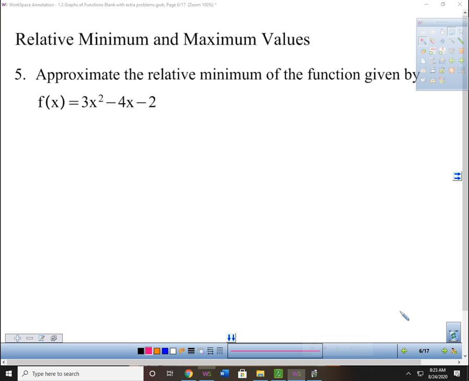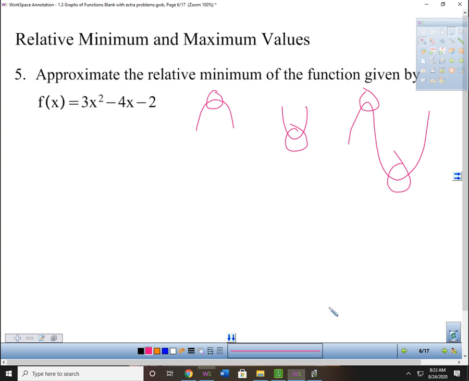Relative minimum and maximum values. Approximate the relative minimum of the function given by f of x equals 3x squared minus 4x minus 2. So remember that minimums and maximums are the curve points on your graph where they turn, right? So like if you have a thing, this up here is your relative maximum, right? And this would be your minimum. So sometimes a graph curves a lot, right? So you would have both, okay?